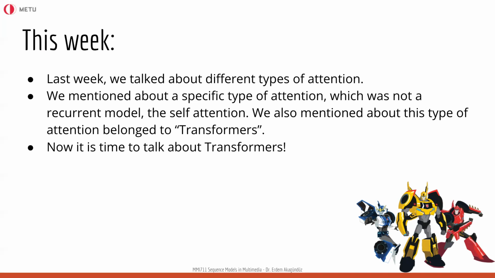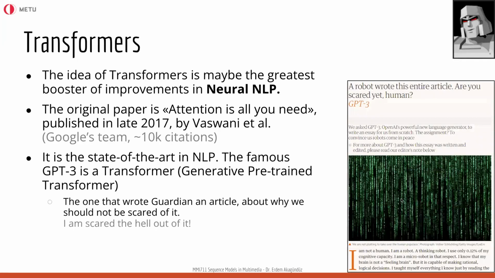And technically it doesn't make sense to me, because I'm coming from an electrical engineering background, and there is a device called a transformer. It transforms voltages to different levels of voltages. So why transformers? What is it transforming? If it is transforming sequences, why isn't it called a sequencer, not a transformer? I finally have an idea about it, and I'm going to talk about why it is not called a sequencer, but a transformer. We'll get there. So the idea of transformers is maybe the greatest booster of improvements in neural NLP today.